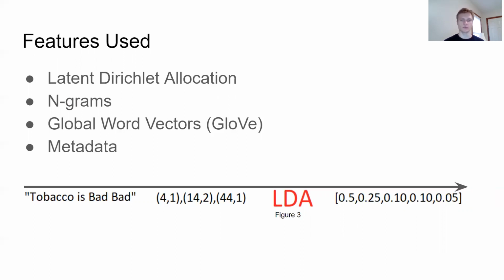Next, I use global word vectors. I use these to give my CNN and LSTM something to work with. This encodes each word in the tweet as a vector, and then each tweet itself is a matrix of word vector values, which I then feed through the models. And I use metadata, so I looked at whether a tweet contained an image or a hashtag.